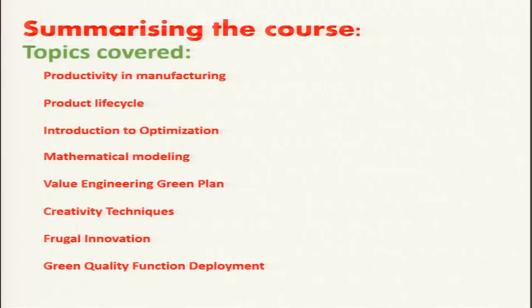To summarize this course, I have put what we have covered in 2 slides here. These are the topics that we covered. In the first part, we covered productivity in manufacturing, which was taken by Dr. Deepu Philip. We saw what is product life cycle. Then we went to introduction to optimization, where we saw the mathematical modeling and the examples on this. Also we saw the solution using Excel for the example.